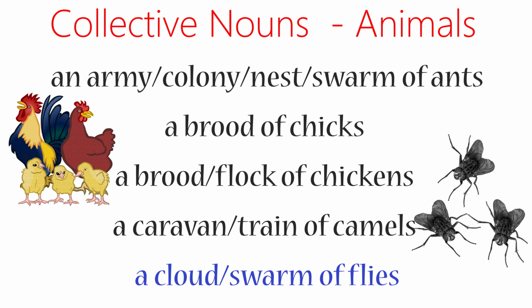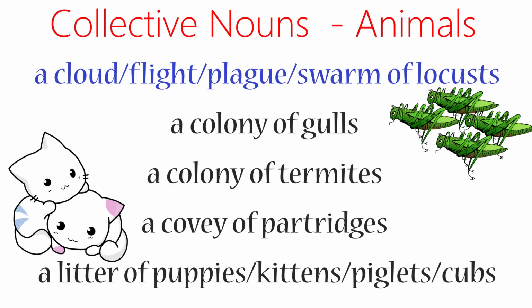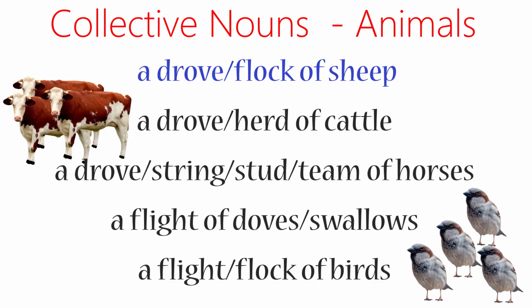A cloud of flies. A swarm of flies. A cloud, flight, plague, or swarm of locusts. A colony of gulls. A colony of termites. A covey of partridges. A litter of puppies, kittens, piglets, or cubs. A drove of sheep or a flock of sheep. When you say a drove of sheep, the sheep are being driven in a group.